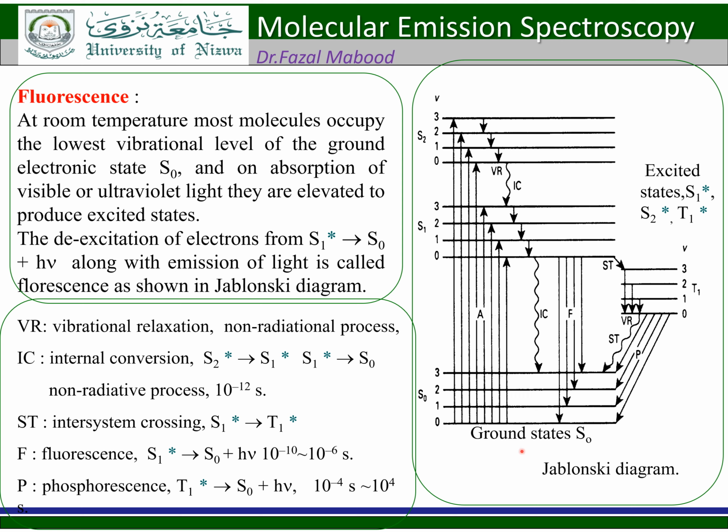This is the Jablonski diagram. Here you see 0, 1, 2, 3. This is S0, which shows the ground state, and here S1 and S2 are excited states. Here we have vibrational relaxation, a non-radiative process, internal conversion, a non-radiative process, ISC intersystem crossing, F fluorescence, and P phosphorescence.